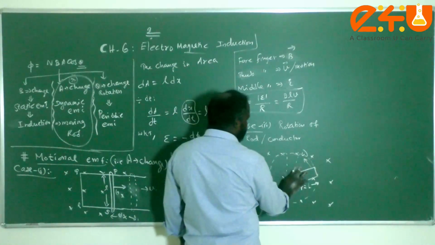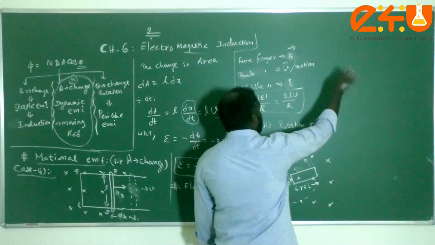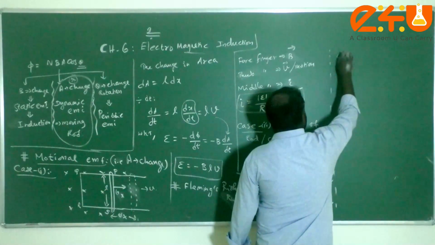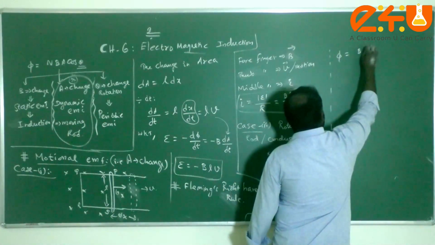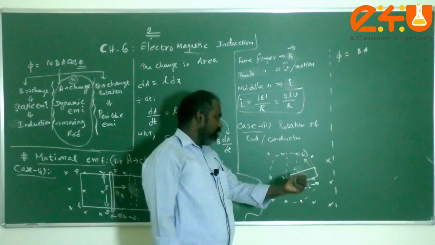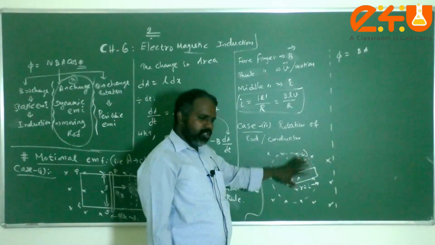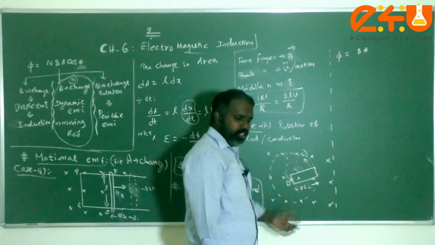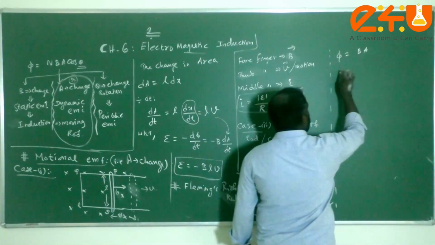We know that the general definition for flux is, phi is equal to B into A. The area vector is outward and the magnetic field is normally inward, therefore the cos value, magnitude wise, will be 1 only. Therefore no need to worry about the cos theta. So phi is equal to B into A.